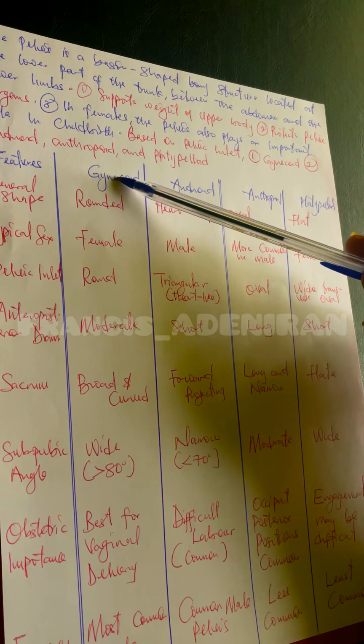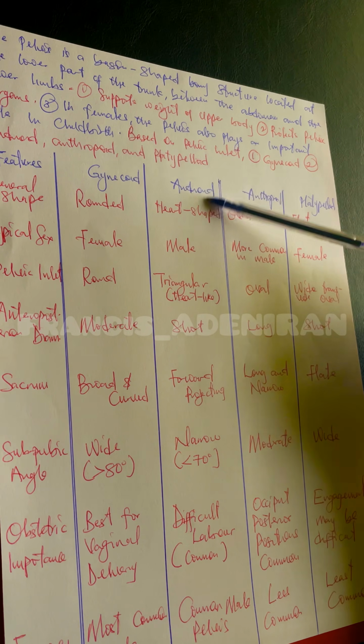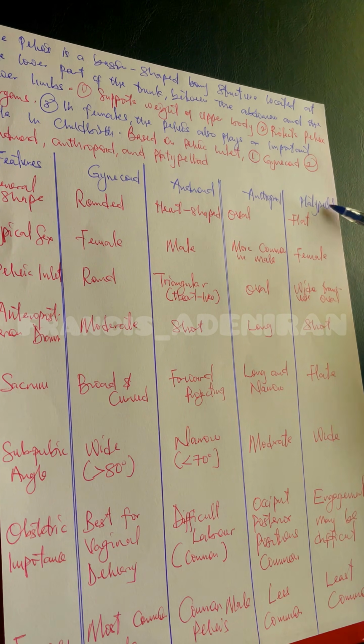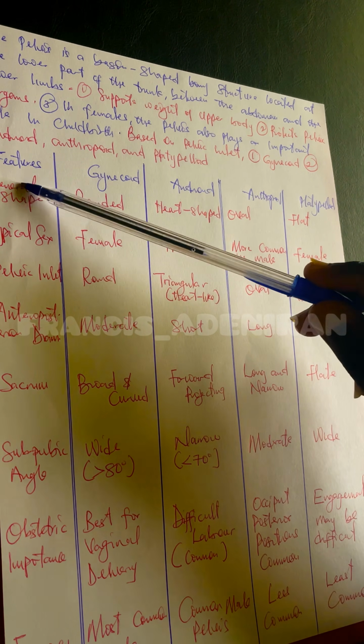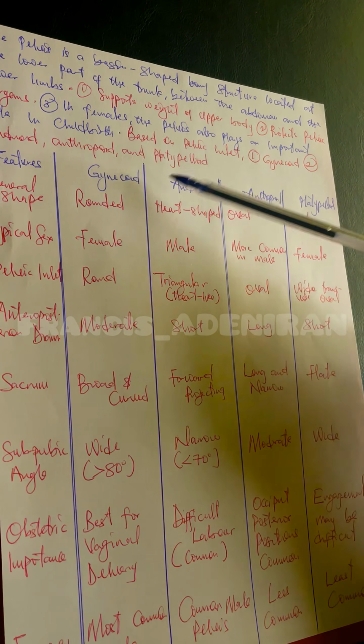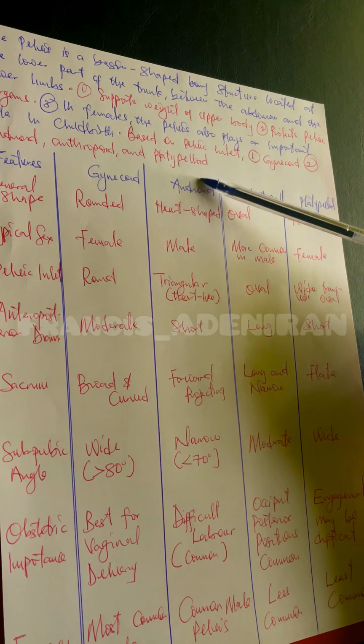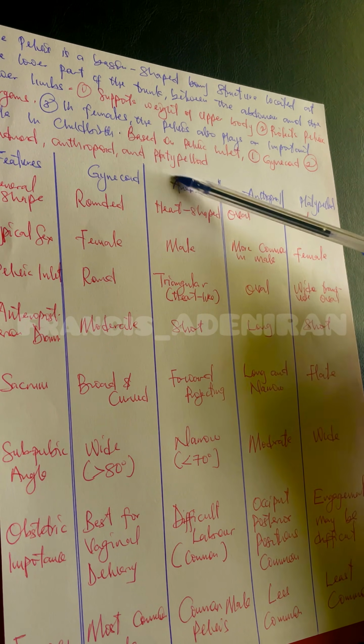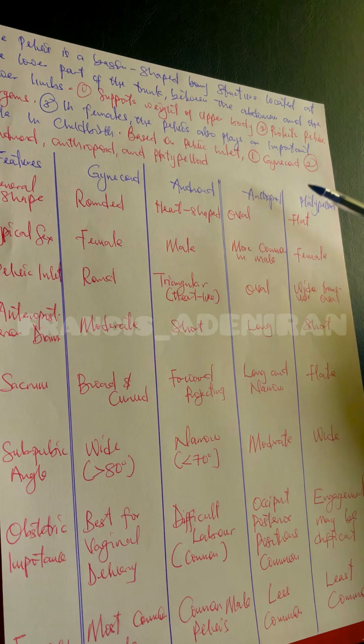We have gynecoid as the first one, android as the second one, anthropoid as the next one, then platypelloid as the last one. So the first feature is the general shape. General shape for gynecoid is mostly rounded. For android, it is somewhat heart-shaped, more like a love shape. For anthropoid, it is oval. For platypelloid, it is flat.